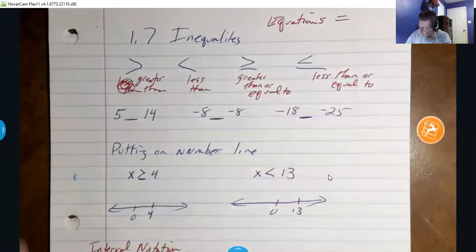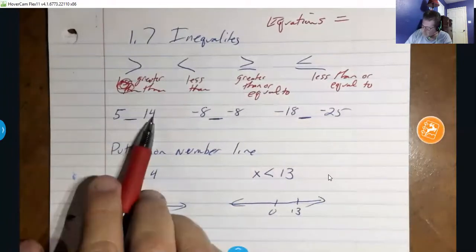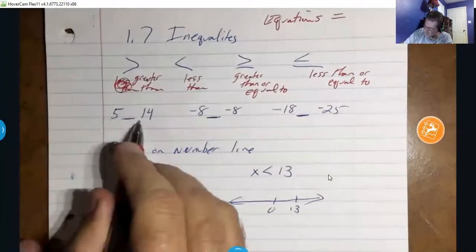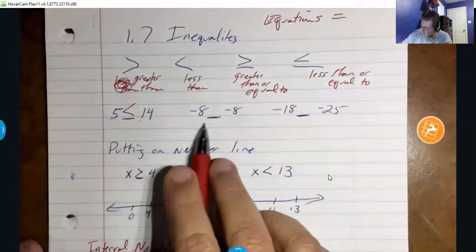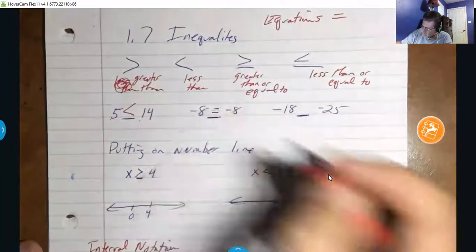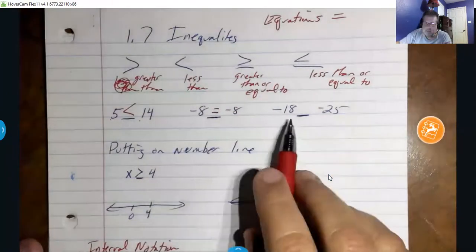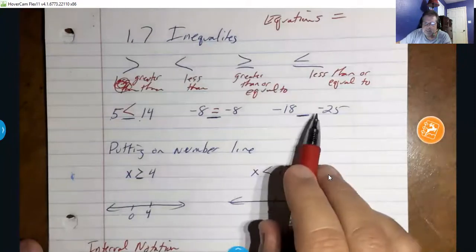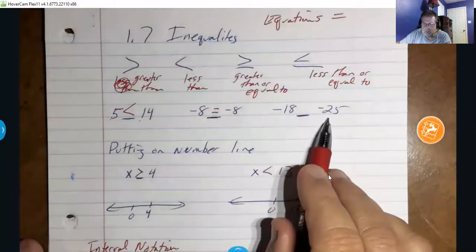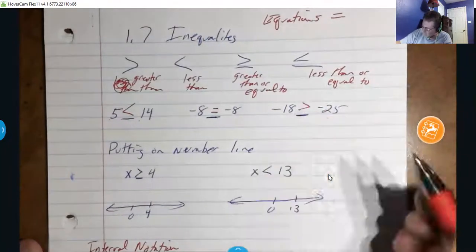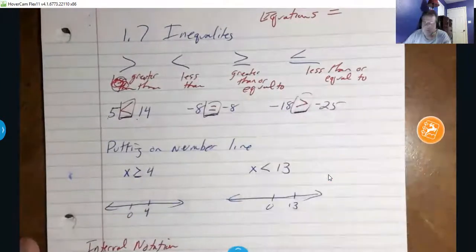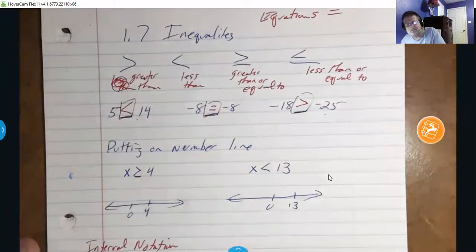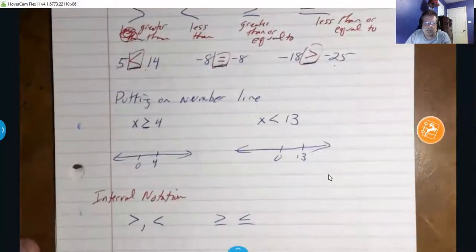All right, so symbol wise, okay, if I wanted to compare 5 and 14, I know that 5 is less than 14, so I put that symbol. Okay, I know that negative 8 and negative 8 are the same, so I put equal to. And then here, I know that negative 18 is actually bigger than negative 25, so we put that symbol. All right, so those are our answers to those. Okay, now wouldn't it be nice if I gave you a whole test like that? But sorry, no.